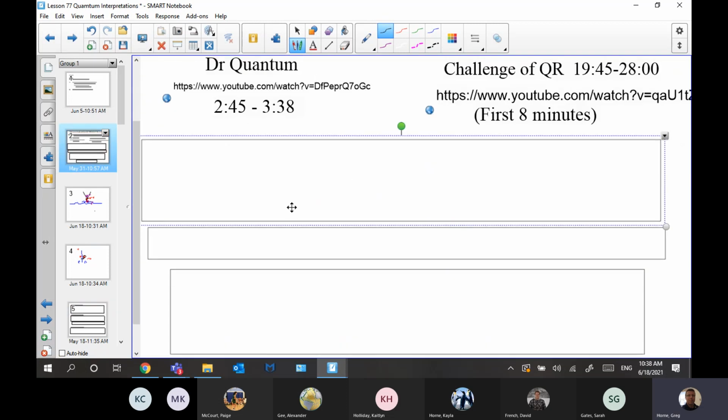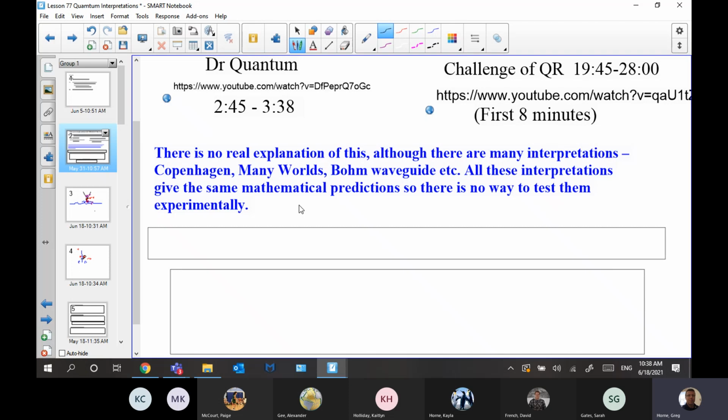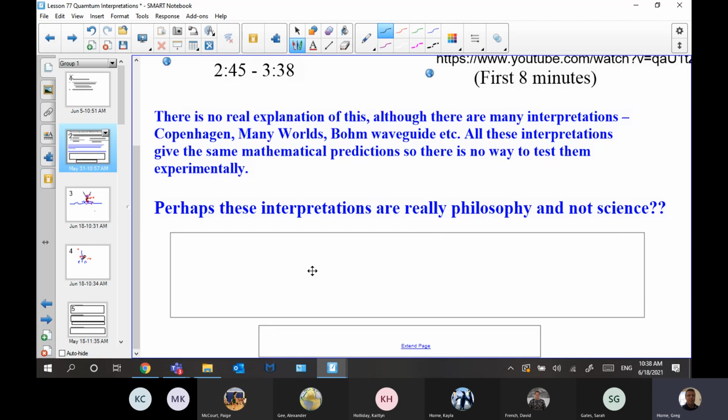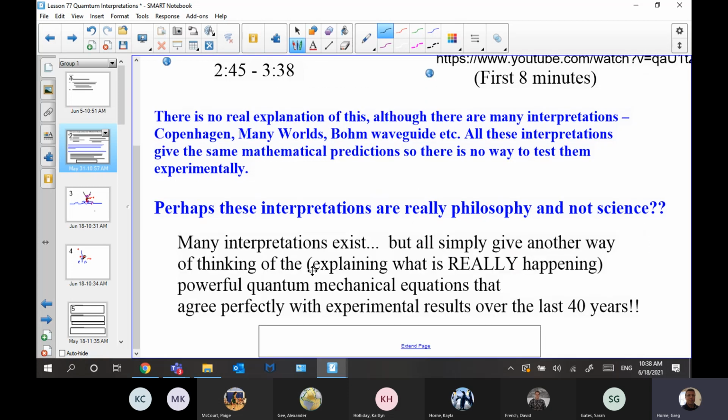So what do we got here? So yeah, there's many interpretations, right, about quantum mechanics, and we're going to talk about each one a little bit. But all these interpretations basically give the same mathematical prediction. So there's absolutely no way to test them, and so there really is a chance it's like, okay, this is really just philosophy at that point, not really science, right? So these many interpretations exist, but all of the experimental results just agree over the last 40, probably 60 years now.